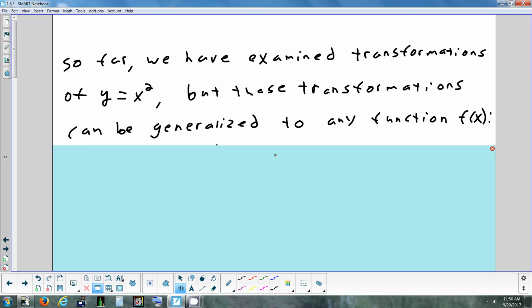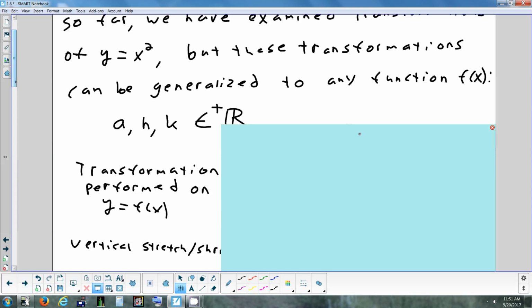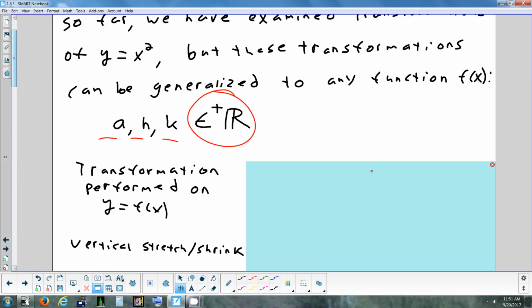So we talked about all the transformations yesterday. And we talked about shifting up and down, shifting left and right. And I told you they all apply to any function we study. That's all I'm writing right now. So when I write down what I'm about to, I'm going to use the letters A, H, and K. Those 3 variables have to be in that set. What does that represent again? All positive real numbers. So I'm talking about any positive real number you want.